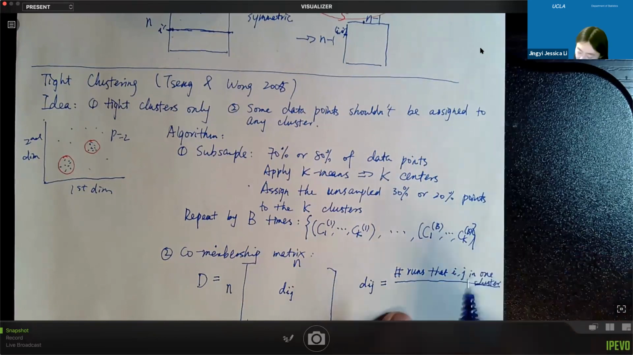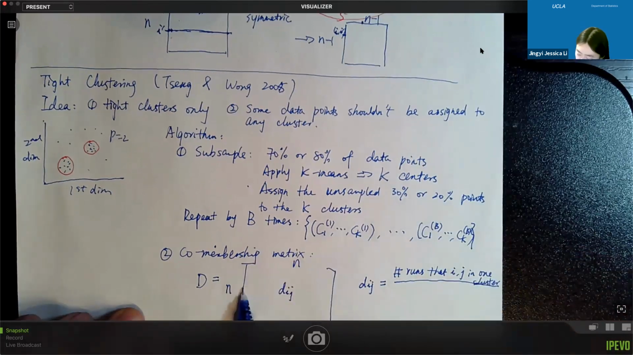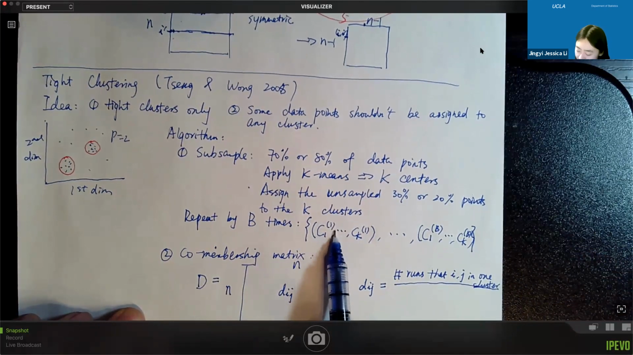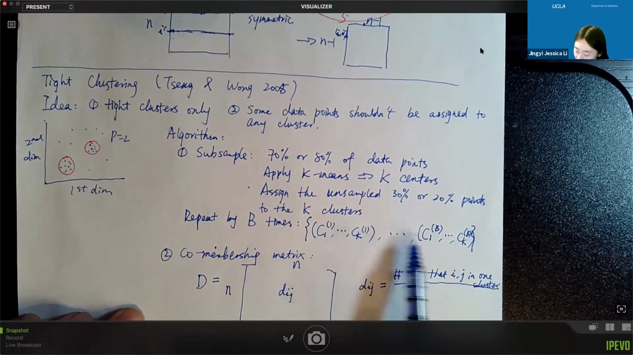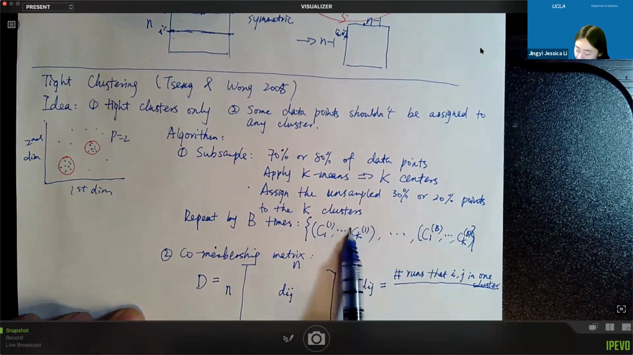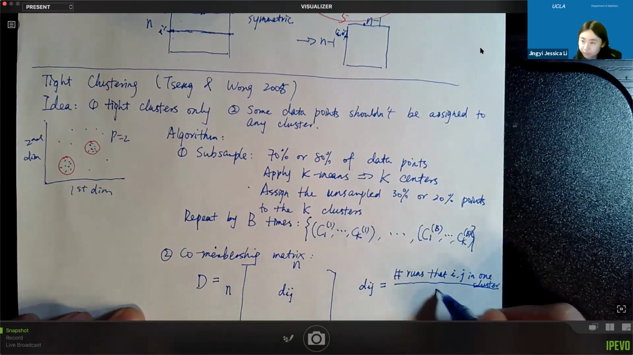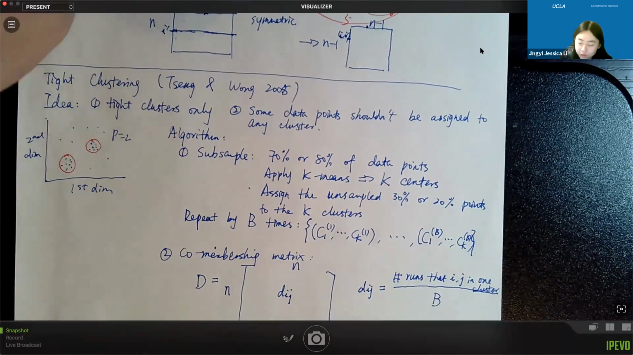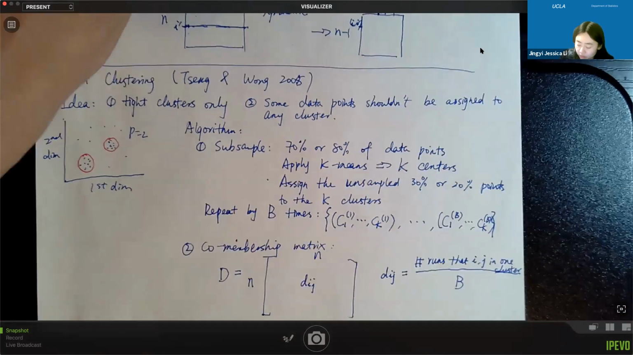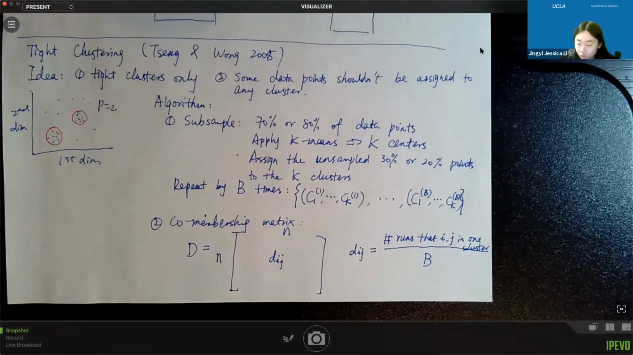So if you look at your results, you just look at xi and xj, and you see, are they in one cluster ck here? If yes, you record one. And you look through every one of the B results, see how many times these i and j points are in one cluster. You record a number, and you divide that number by capital B. So this will give you the proportion of runs where data points i and j are in one cluster.